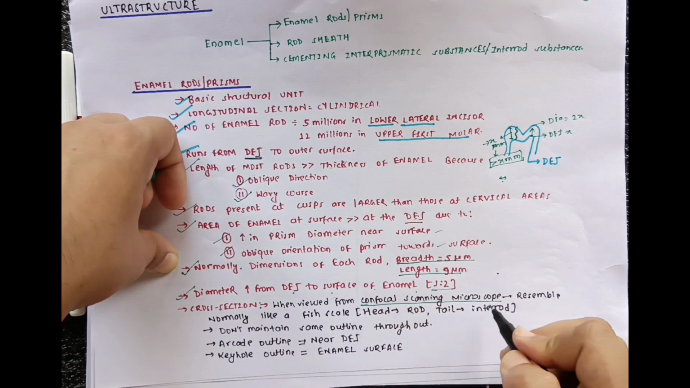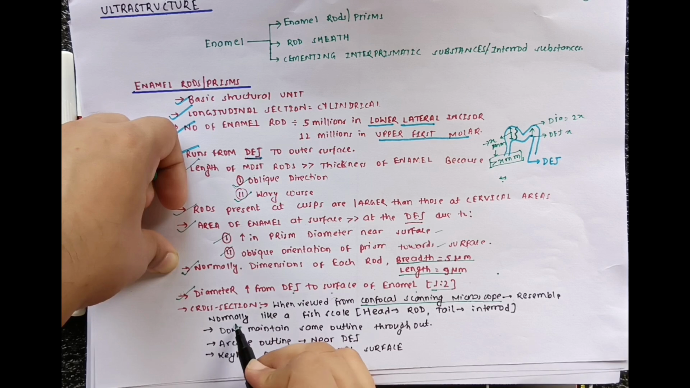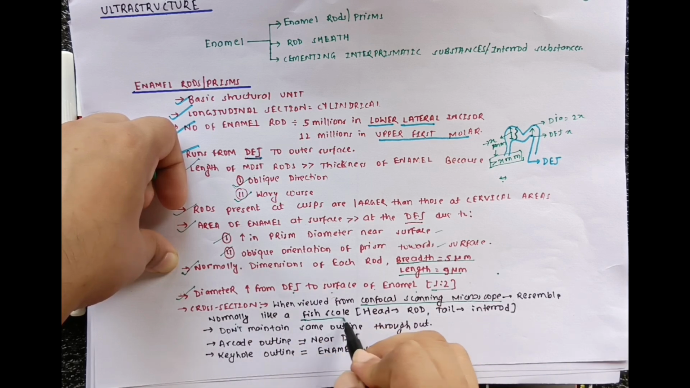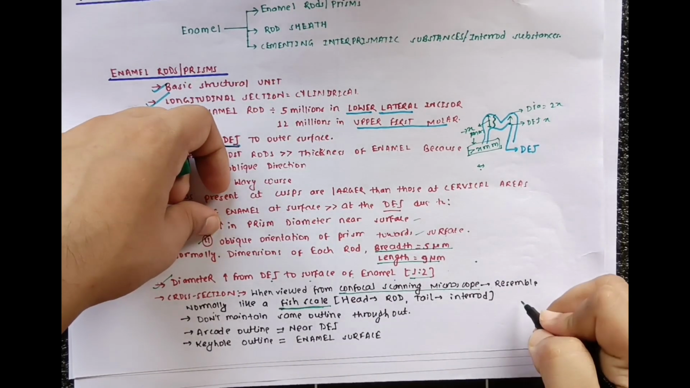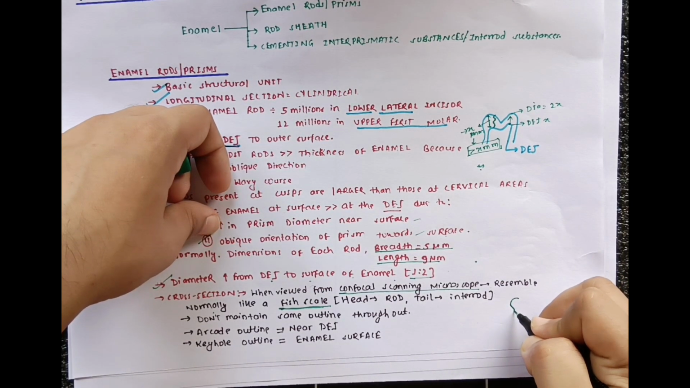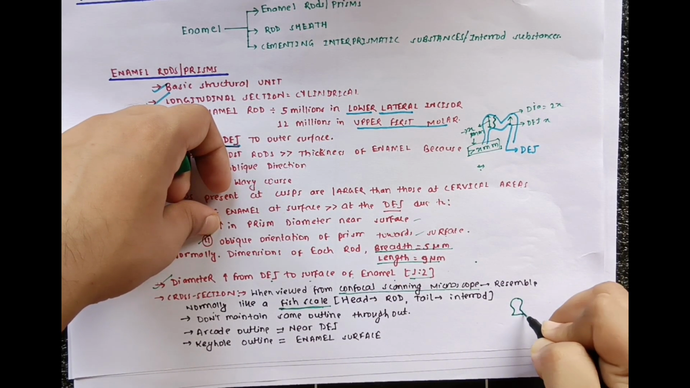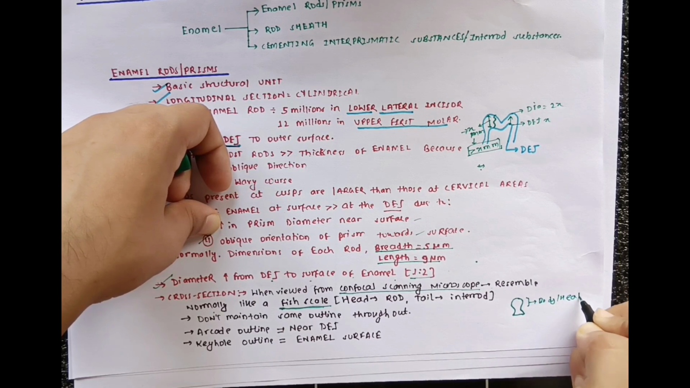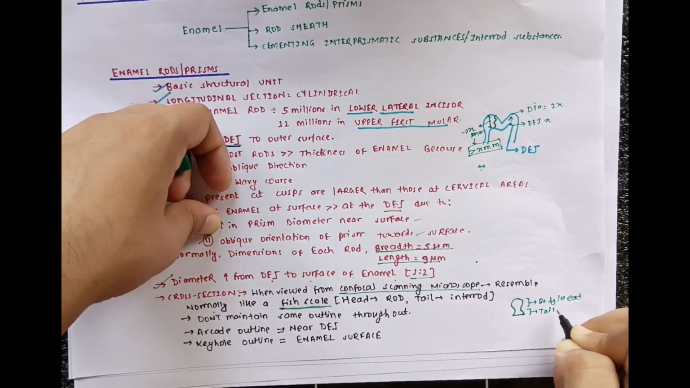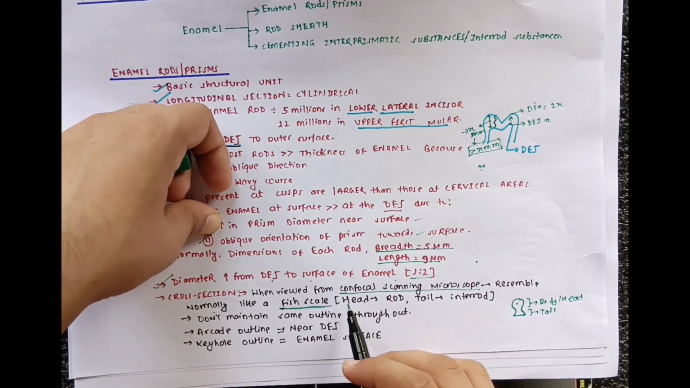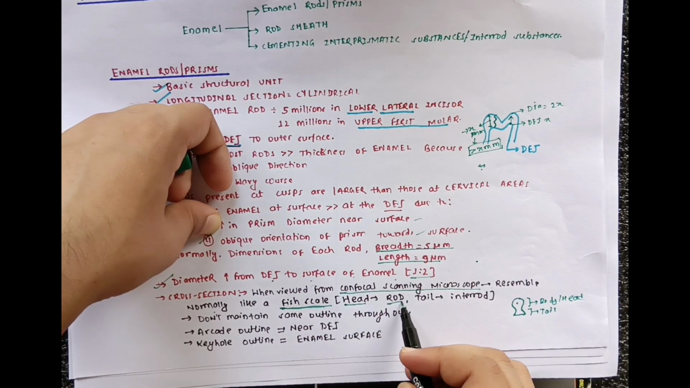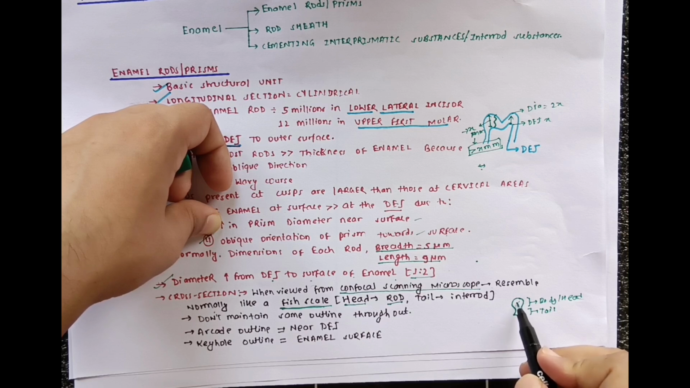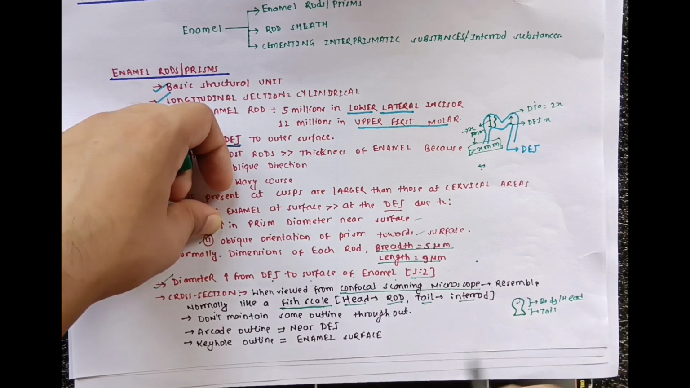When we see it from the confocal scanning microscope, it resembles a fish scale. As we have seen a fish scale, it has a body or head, and this is the tail. In the head portion there are the enamel rods or prisms, and in the tail portion there is the interrod. This is also to be remembered by yourself.